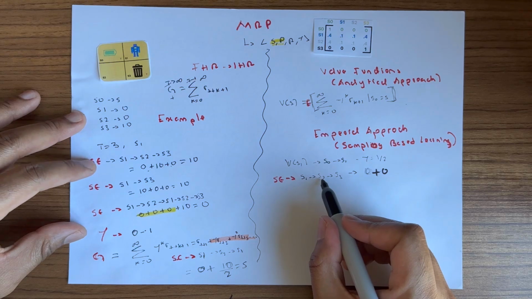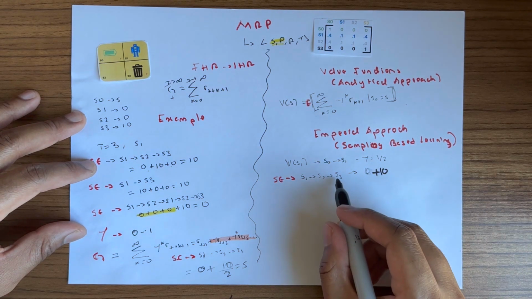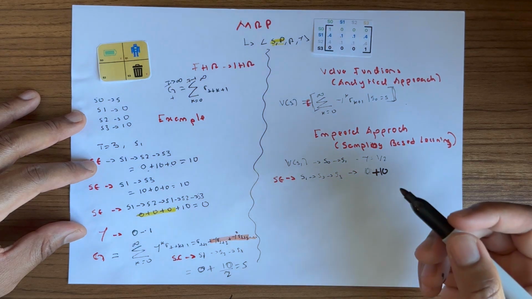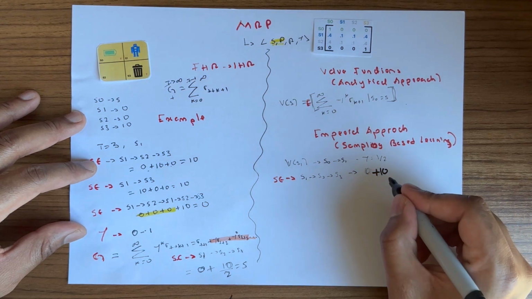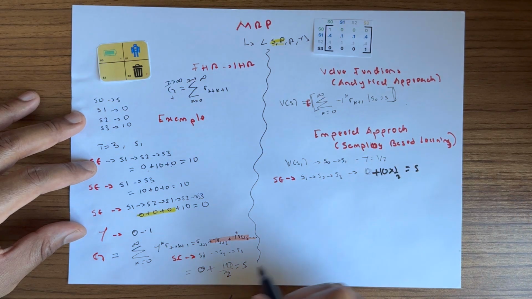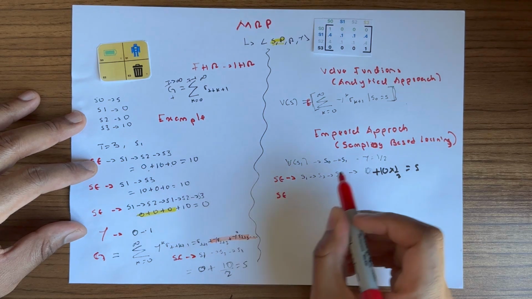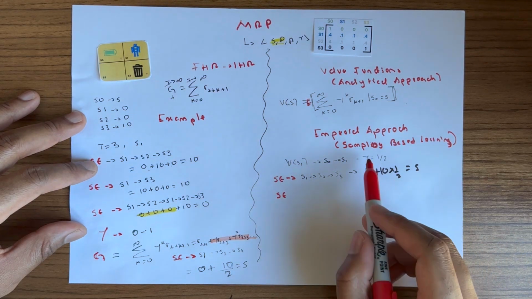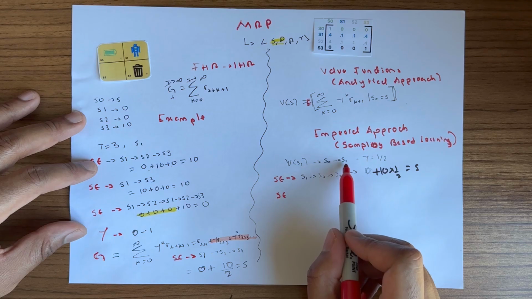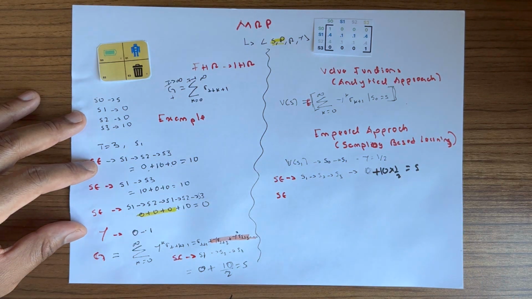Okay, S2 is 0, S3 is 10. But the future reward is going to be discounted by 1 over 2 times 1 over 2. This is 5, similarly to what we have done here. Another sample episode. What we are doing is sampling episodes, but from episodes that start from S1. Our goal is to compute the value of S1.